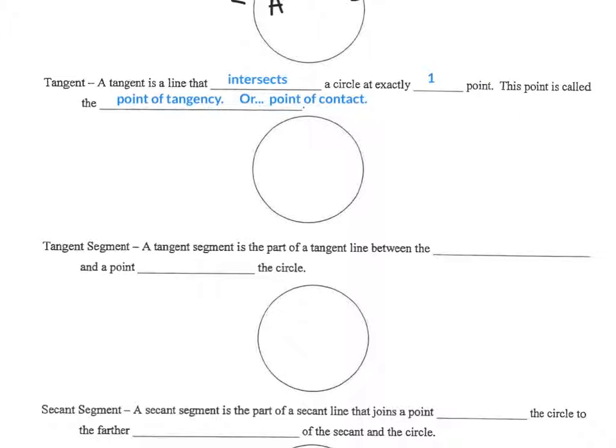Tangent. A tangent is a line that intersects a circle at exactly 1 point. The point is called the point of tangency or point of contact. So if we were to draw this, I'm going to do my best here to only touch the circle at 1 point. And then this would be the point where it touches, and that's the tangent.